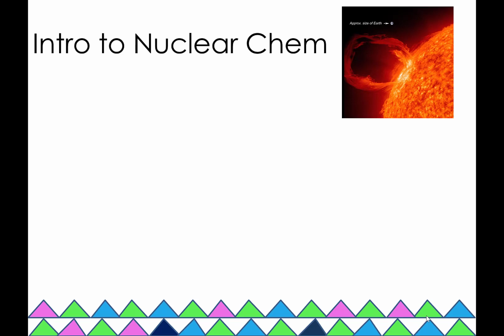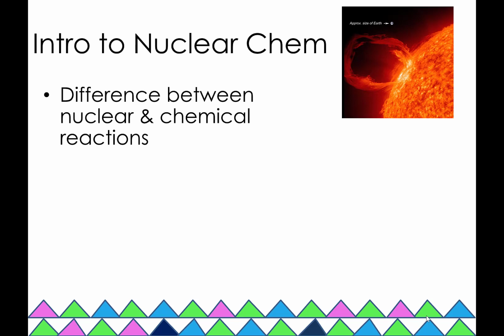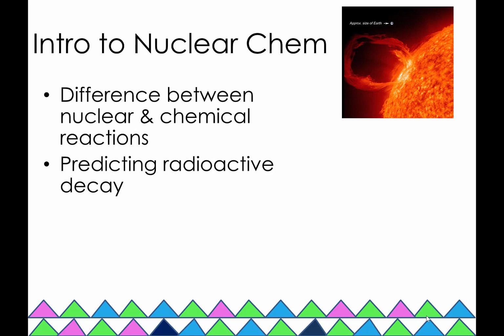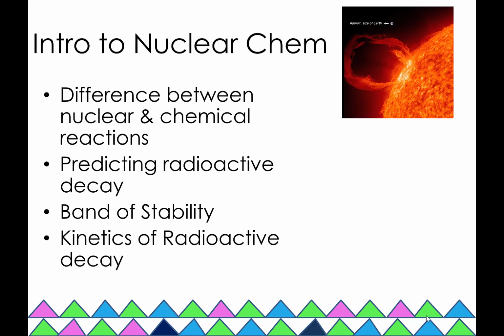In this online lecture, we're going to continue with our introduction of nuclear chemistry. First, we're going to talk about the difference between chemical reactions and nuclear reactions. Next, we're going to predict radioactive decay based on the band of stability. And then finally, we're going to talk about the kinetics of radioactive decay and discuss half-lives.